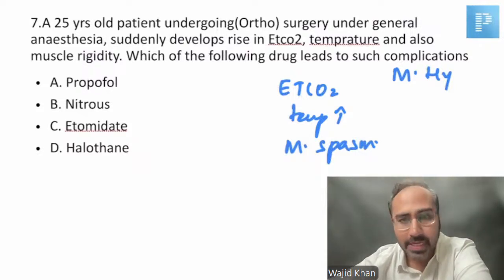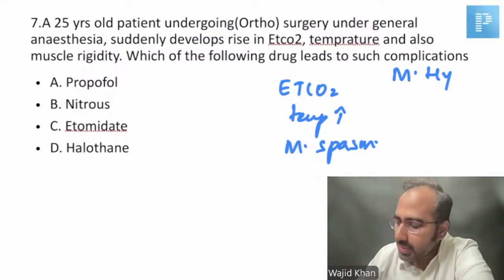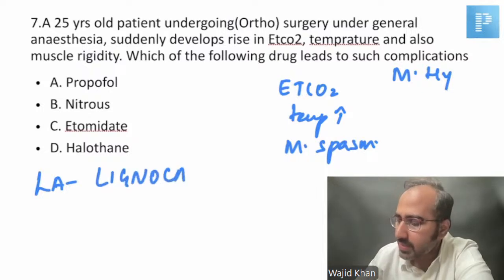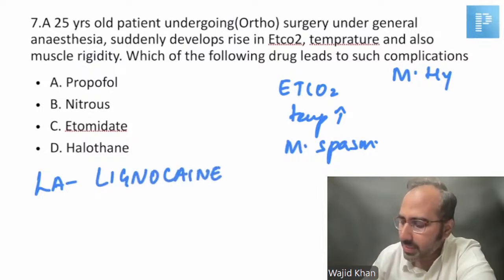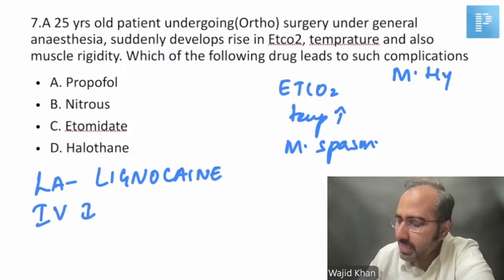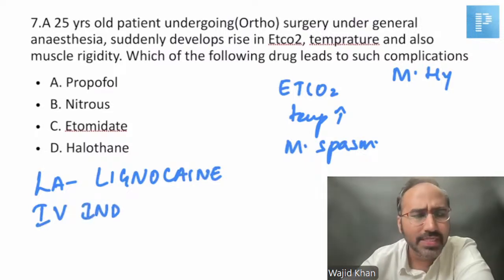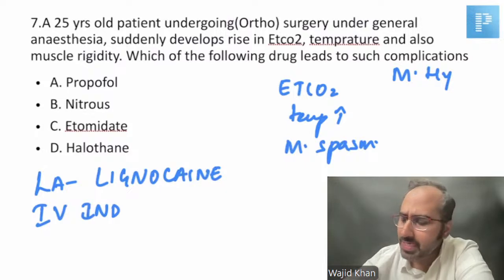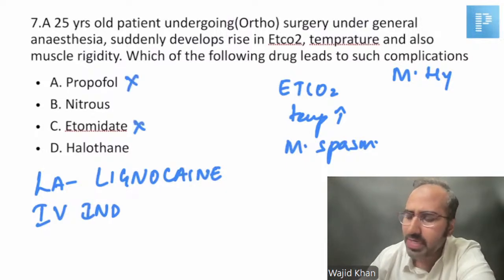Now, guys, in anesthesia, I told you there is a local anesthetic that can cause malignant hyperthermia, which is called lignocaine. How about the IV induction agents? Only four are there: propofol, etomidate, thiopentone, ketamine. No IV induction agent causes malignant hyperthermia. So propofol, etomidate are already ruled out. They cannot cause malignant hyperthermia.